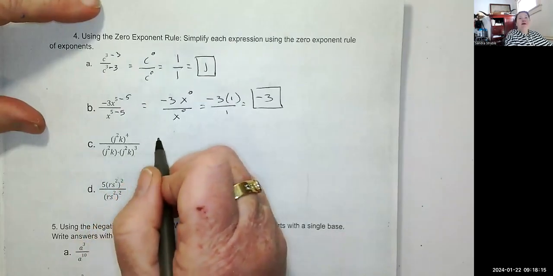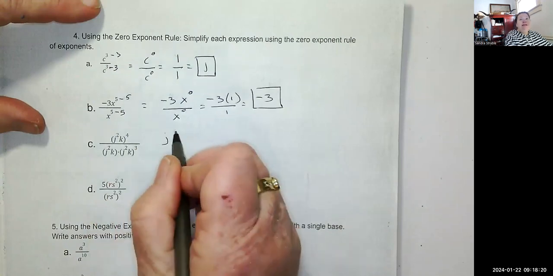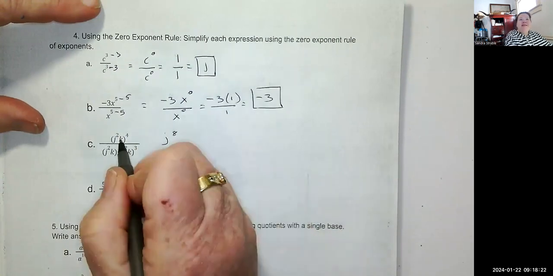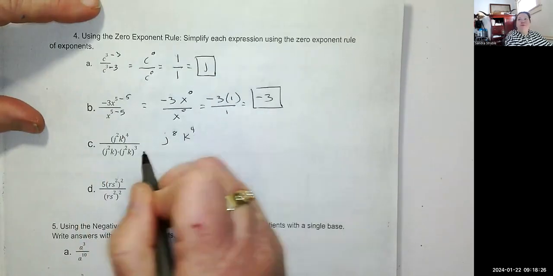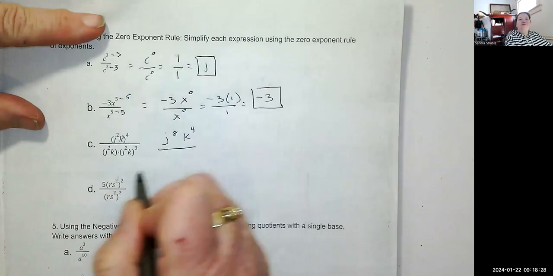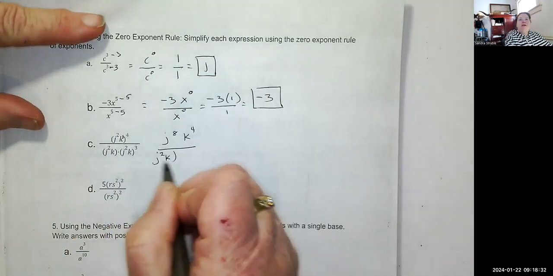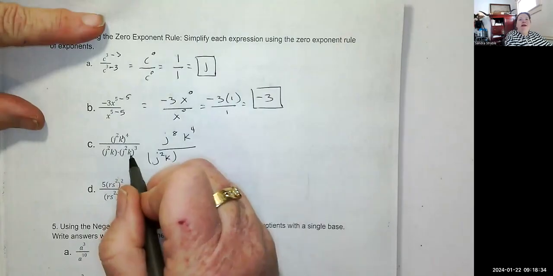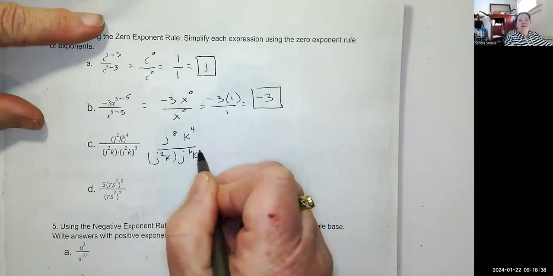j squared k to the 4th over j squared k times j squared k cubed. Oh, this is gonna be fun. So we're gonna do an exponent to an exponent. So that's j to the 8th because we multiply them. This k has an exponent of 1, so that becomes k to the 4th because we're multiplying our exponents, over j squared k, nothing's changed there, times j squared k cubed, which is j to the 6th k cubed.